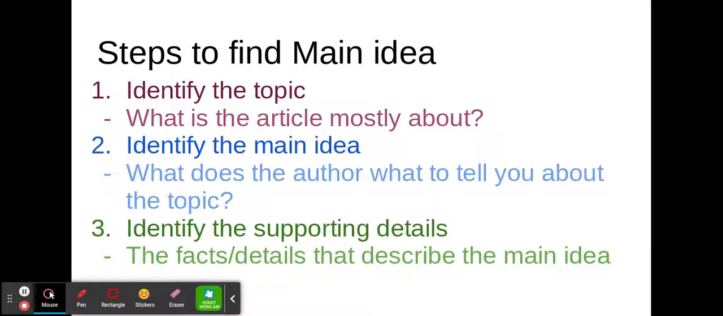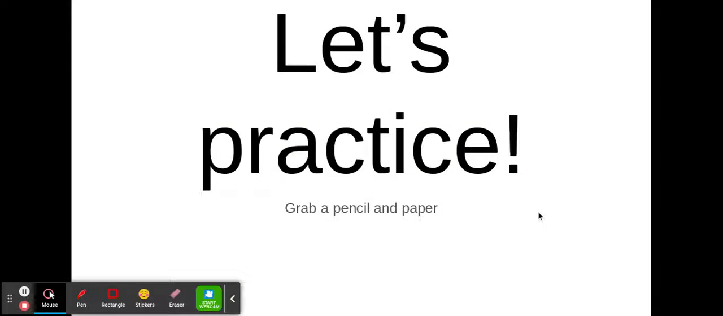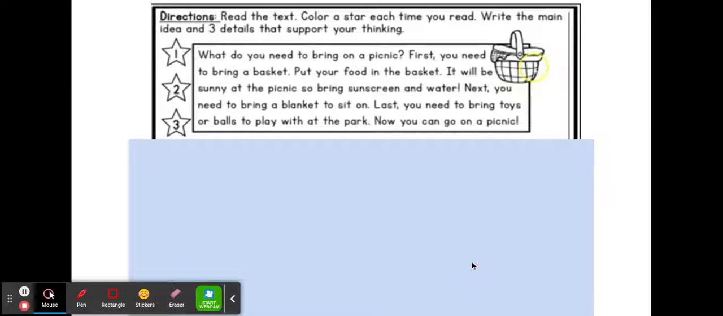After that, to identify the supporting details, you will decide what is the author saying about the main idea. Those facts or details will describe the main idea. So we're going to practice doing this together. Now, I want you to grab a pencil and paper so you can do this with me. You can go ahead and pause the video now to get your necessary materials to complete this assignment. I'm going to move on.